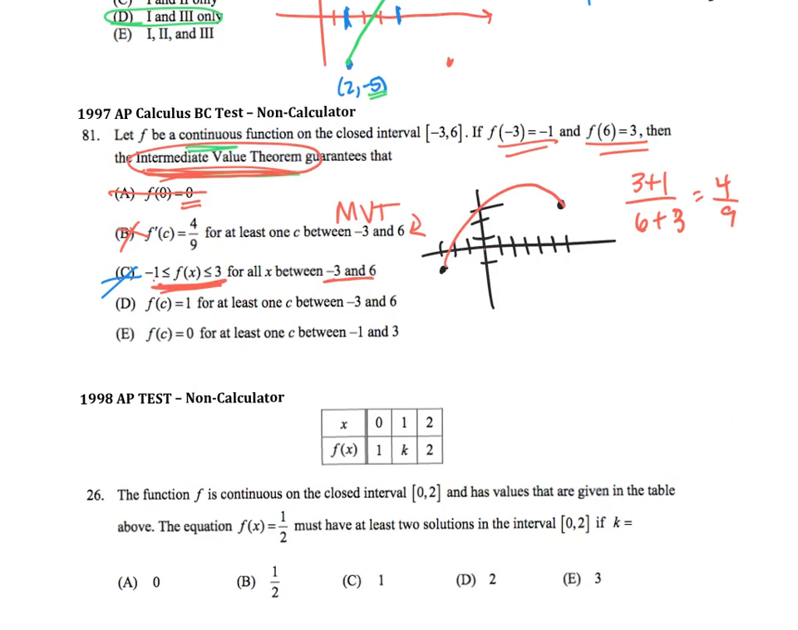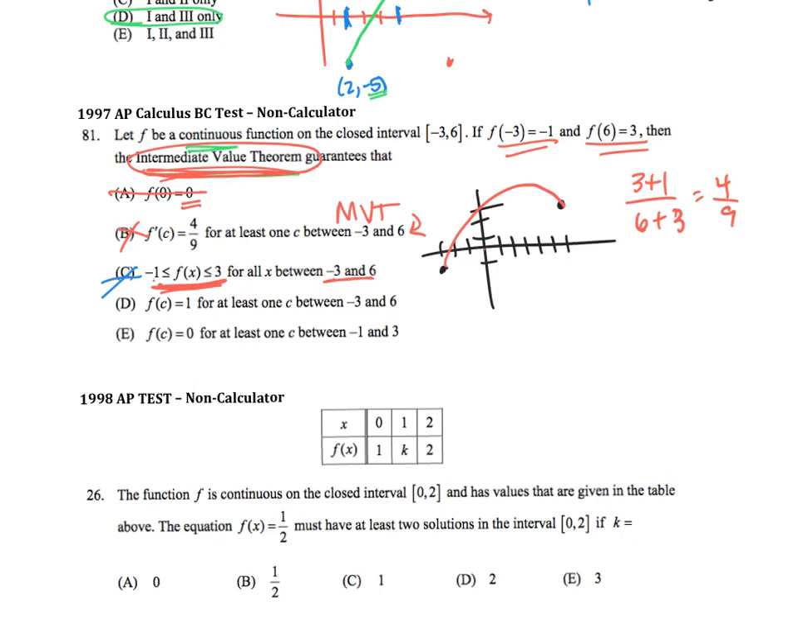D says that my y has to be 1 once, somewhere between -3 and 6. Is my y value going to have to be 1 somewhere along here? Yes, I do like D. Let's go look at what E is asking though.